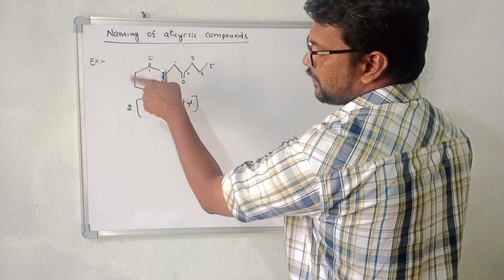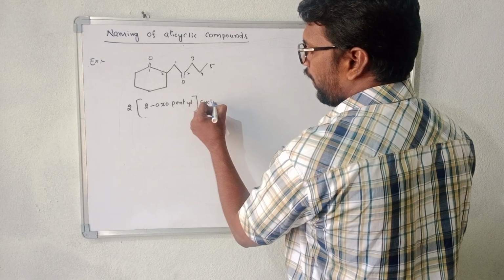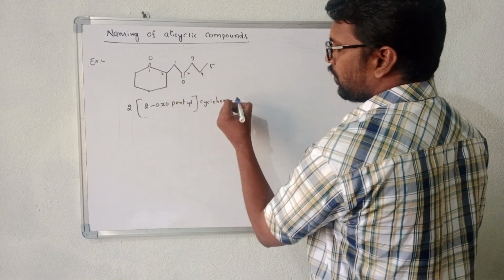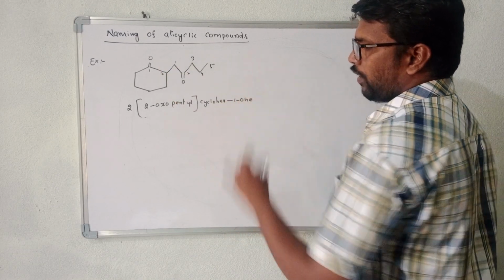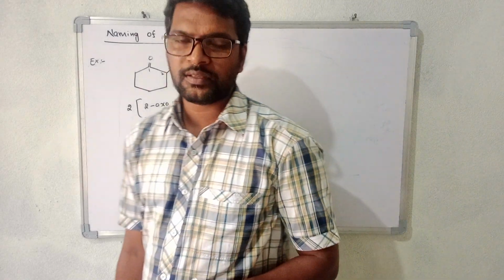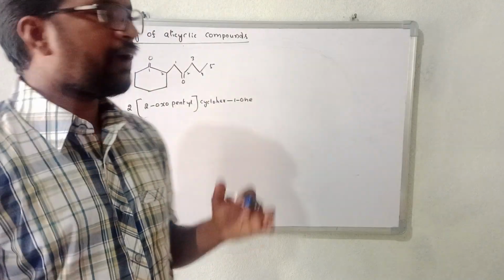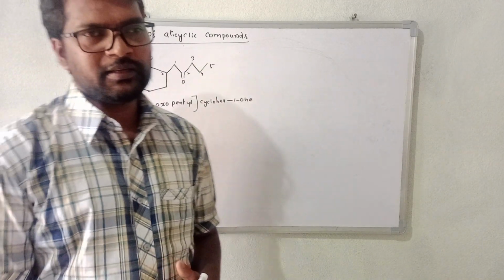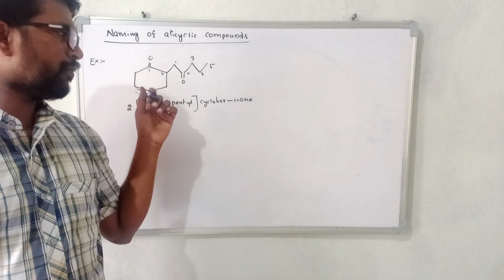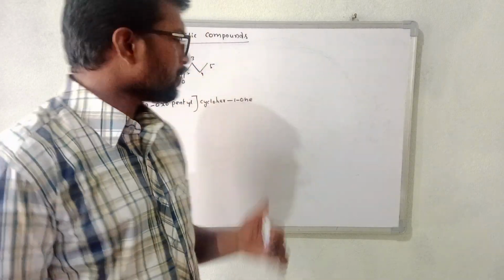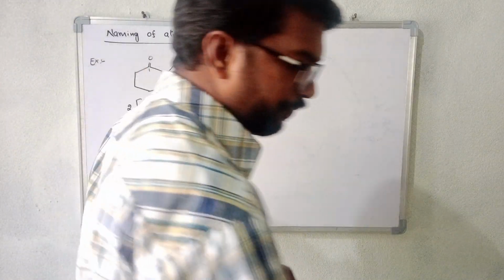Now it is cyclohexanone. At the first place the ketone is present, so 1. Okay, we can write like this. That means whenever the cyclic ring and side chain both have the same functional group, in that condition whichever contains more carbon atoms can be taken as major. Okay, so that is one example.